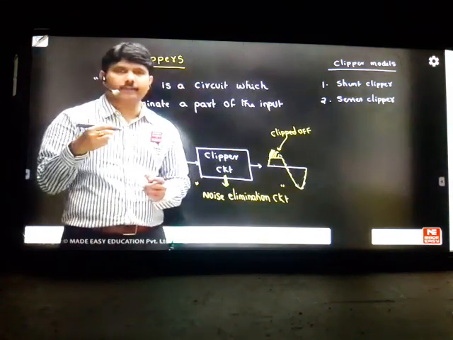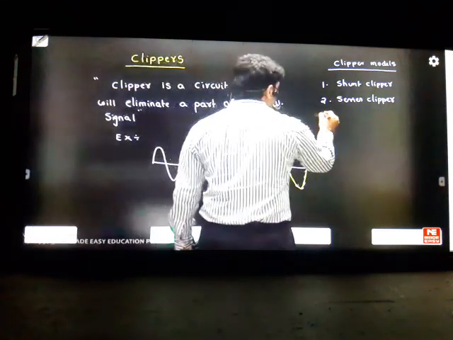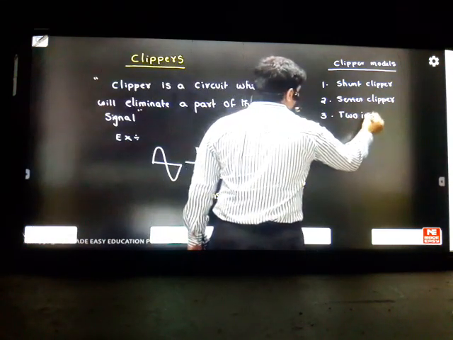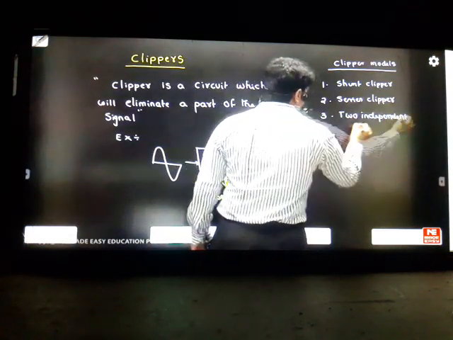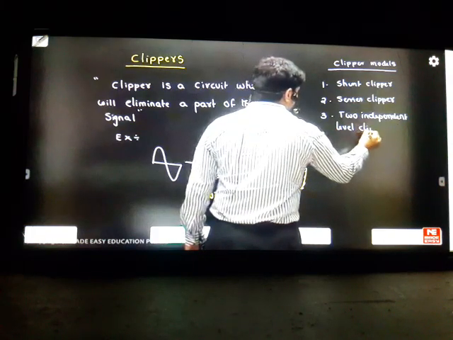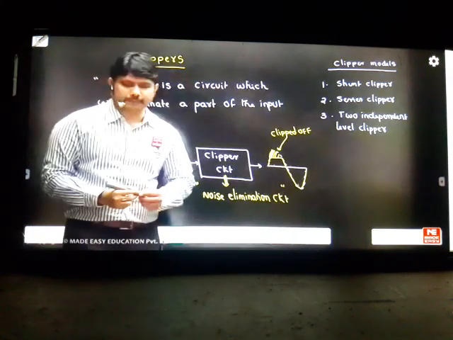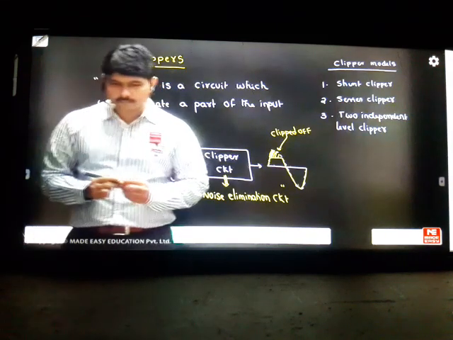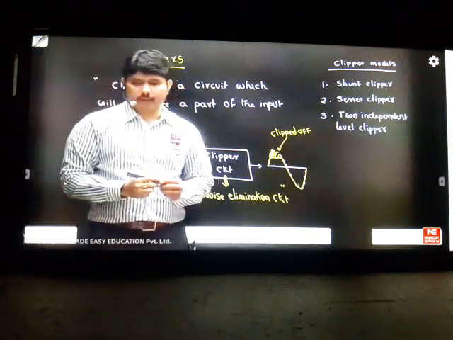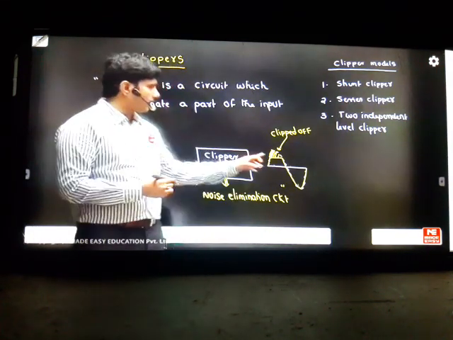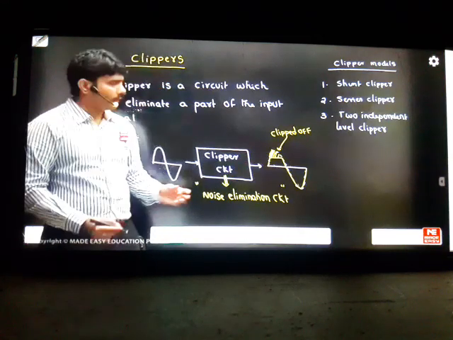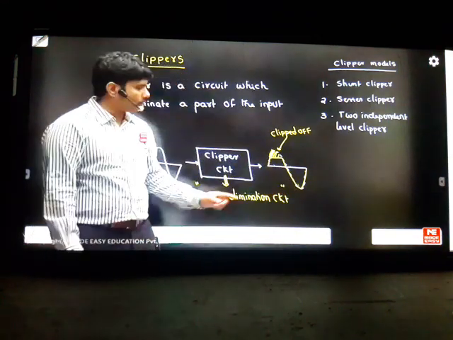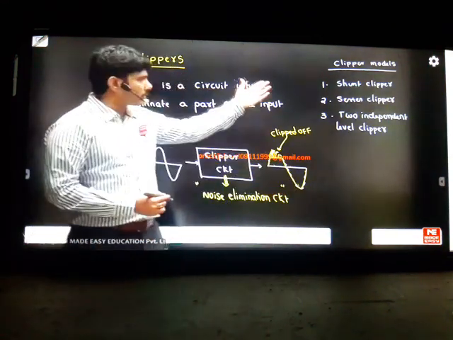With respect to shunt and series, we can do some extra models. That is topic number 3: two independent level clipper. The name itself tells that you can clip both sides, the positive side and the negative side of the signal. It will not only clip the positive; that is only an example I have taken. Wherever you have noise, suppose noise is here, we can clip that part. If the noise is in the middle, we can clip it. So we have a variety of models that we are going to understand with a series of topics.